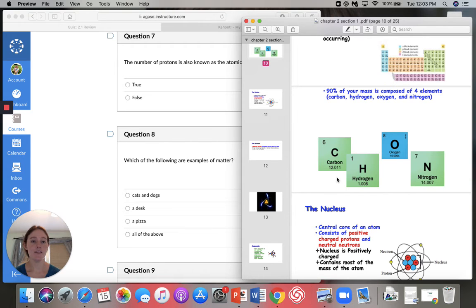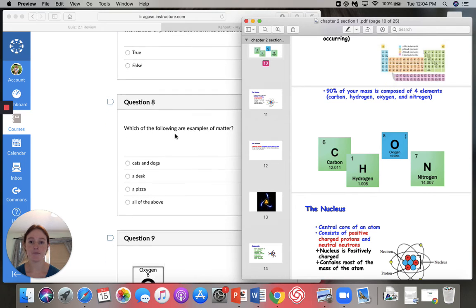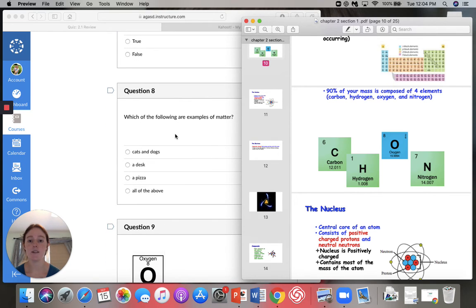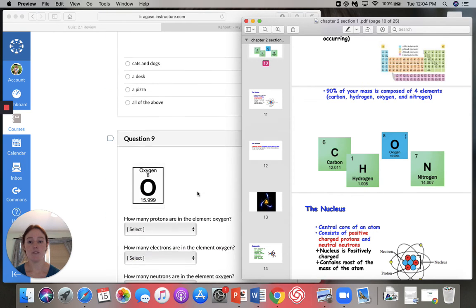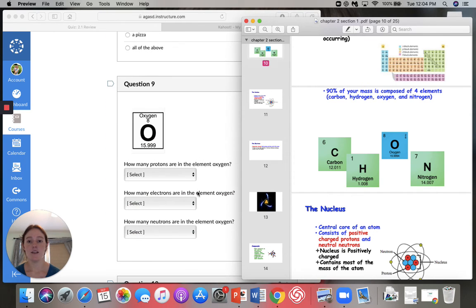If you're looking at the periodic table, your atomic number is up top, your mass number is down below. The mass number is what you get whenever you add the neutrons and the protons together. Just protons is going to be up here. That is your atomic number. Which of the following are examples of matter? That would be back up at the very beginning of our notes.